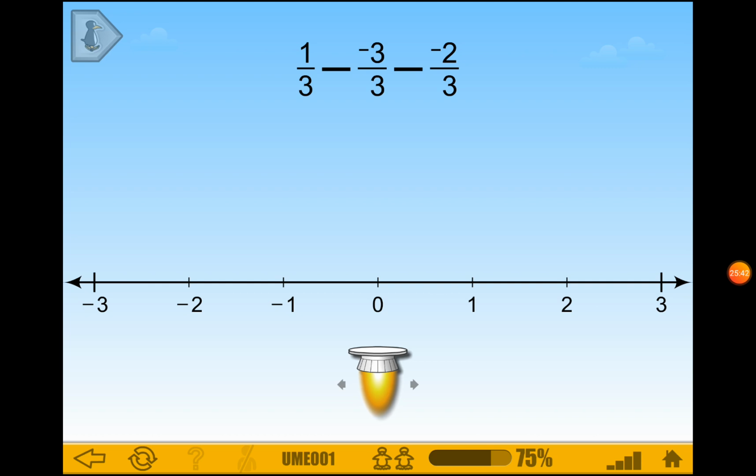2 more questions, and then this level is done, and then we have 1 more level after that, and then we have the post test. And then it's going to be done with the video.